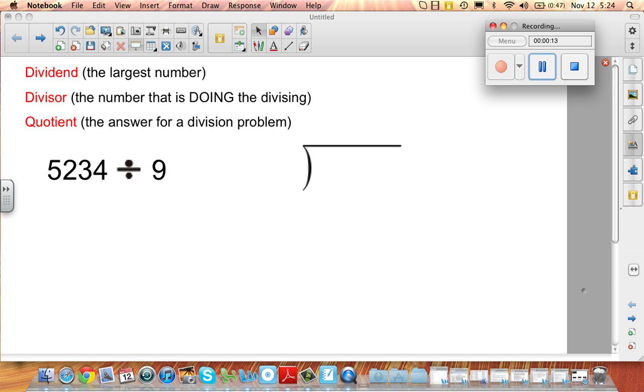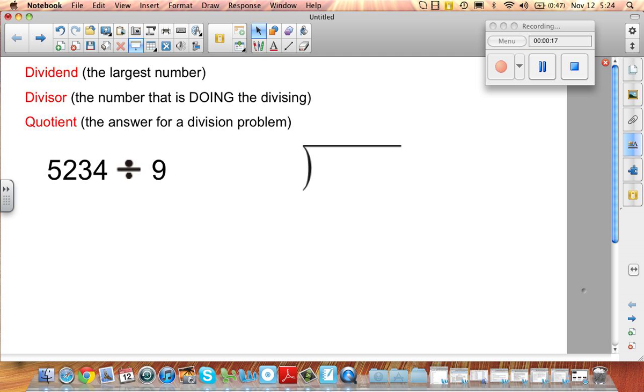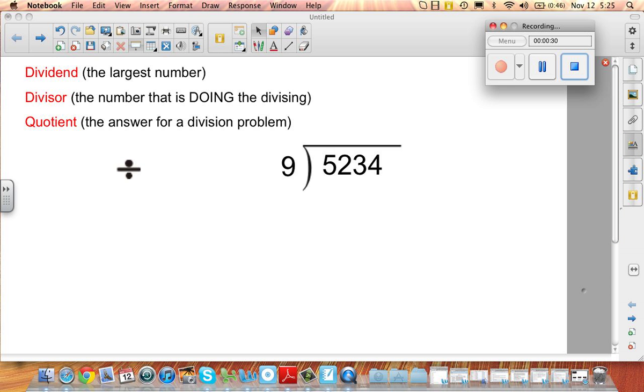So I'm going to put it in a long division symbol, which is often called the house. My divisor, which is the number that's doing the dividing, is going to go on the doorstep right in the front, and it'll be 9 goes into my dividend. And this is my dividend. So 9 goes into 5.